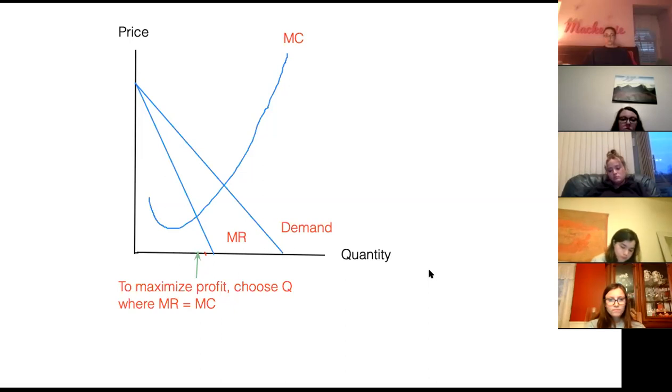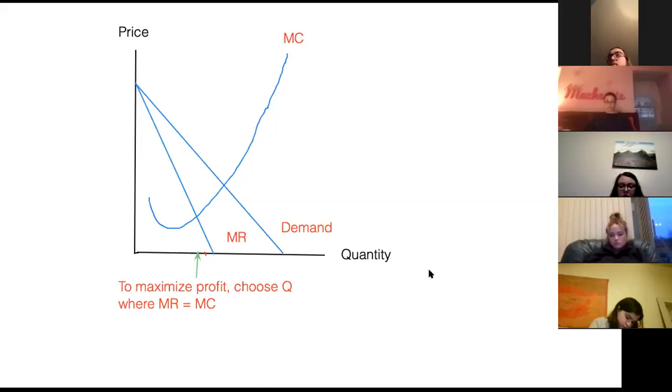Think about the definitions of marginal revenue and marginal cost. Marginal revenue is how much we add to our revenues by selling another unit of output. Another way to think about it is how much we're adding to our profits as we sell another unit of output. Marginal cost is how much we're taking away from our profits if we sell another unit of output.